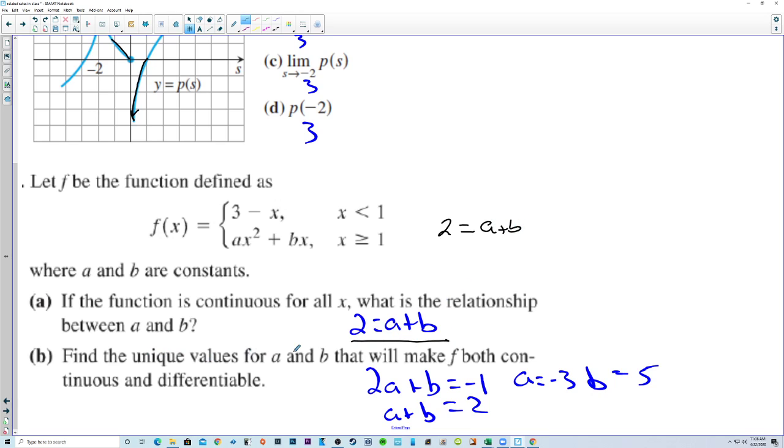Find the unique values for a and b that will make f both continuous and differentiable. Well, the derivative of the top is negative 1. So negative 1 has to equal, and then if we take the derivative of this at 1, what do we get? We get 2a plus b. So now we have a system of equations. Here's the 2a plus b is negative 1. If we subtract, we get a is negative 3. So we plug negative 3 in for a here. How do we get 2? We got to add 5. So negative 3 and 5.